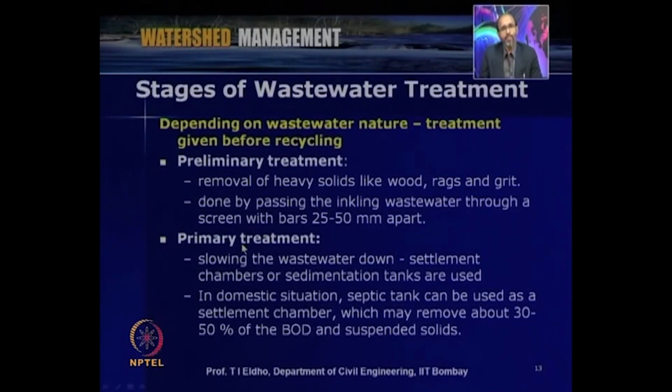Then the water will be sent to primary treatment. Here we slow the flow rate of the wastewater, and settlement chambers or sedimentation tanks can be used. In a domestic situation a septic tank can be used as a settlement chamber, which may remove about 30 to 50% of the BOD and suspended solids. So, through primary treatment we can remove most of the floating materials, sediments and such things, and even some of the BOD.